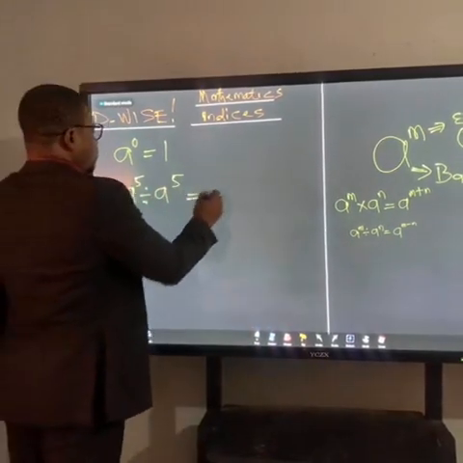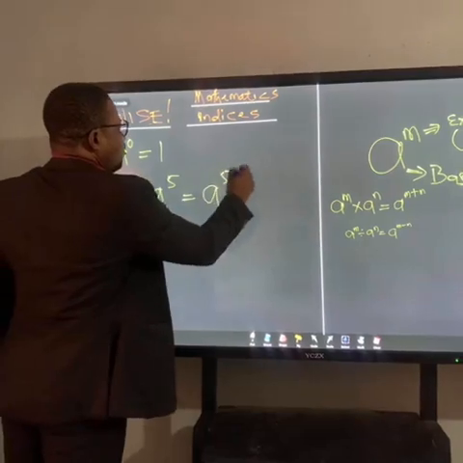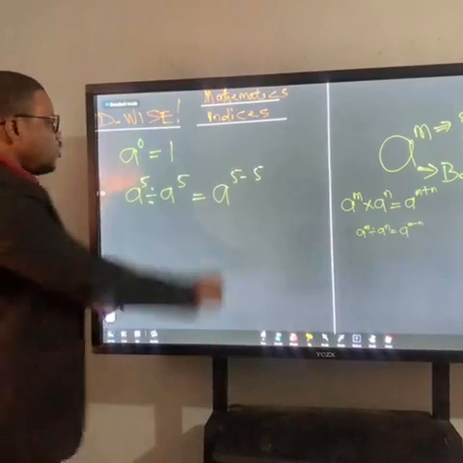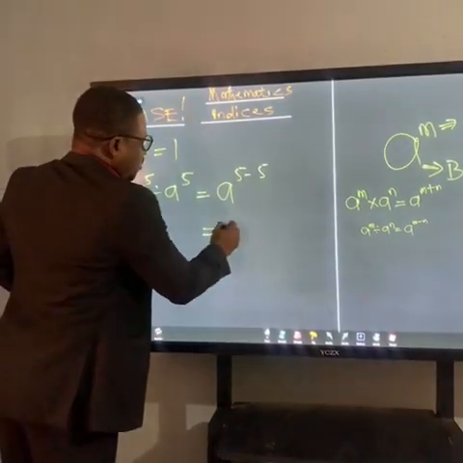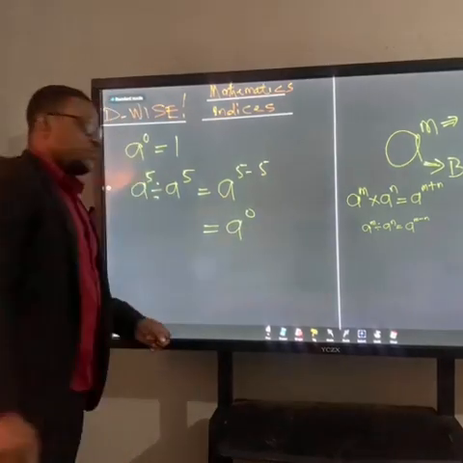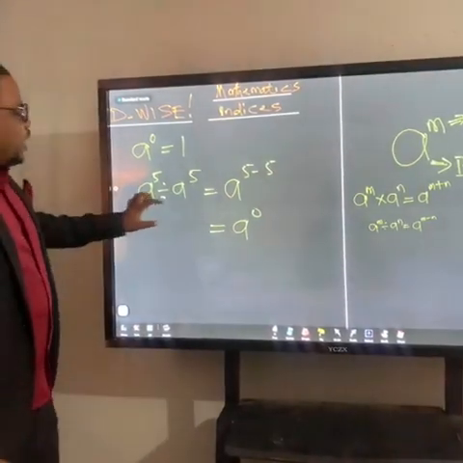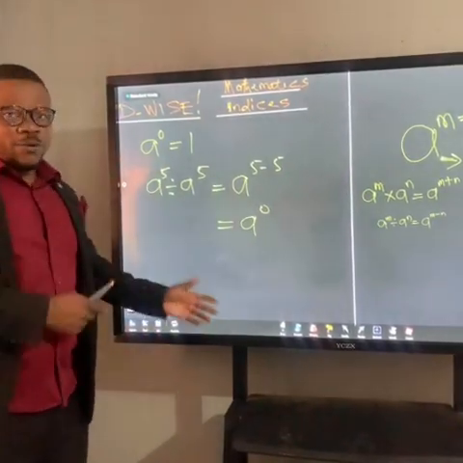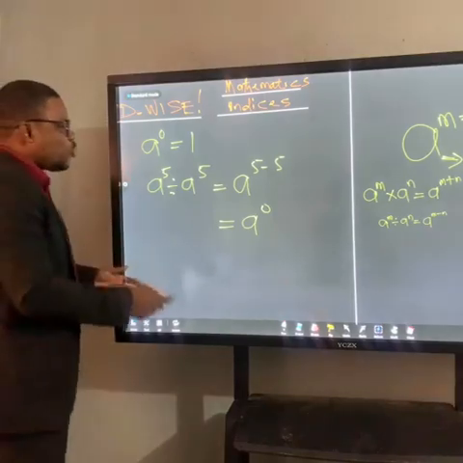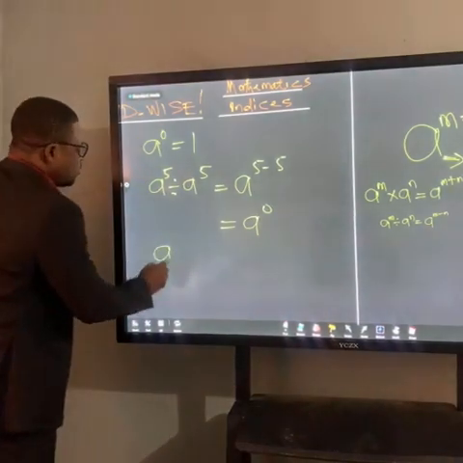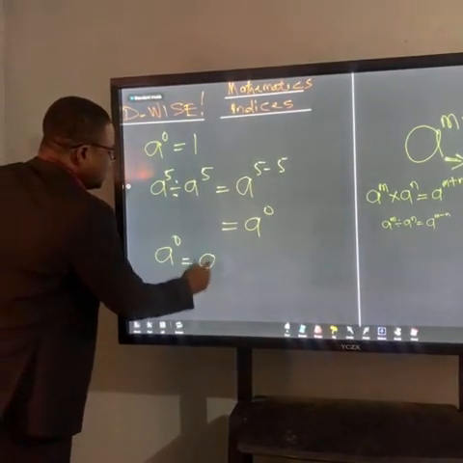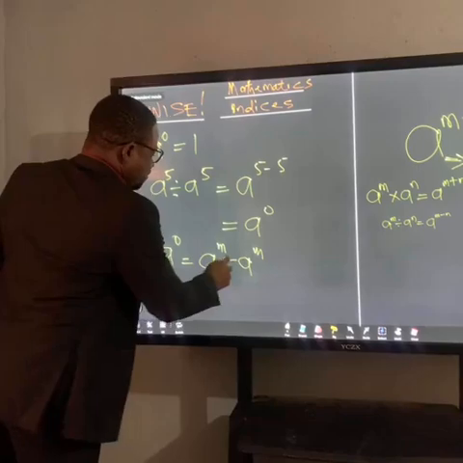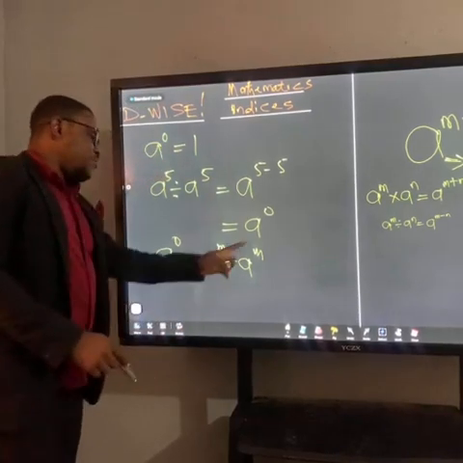So this will be equal to a to the power of 5 minus 5, from the second law. When we are dividing, we subtract the powers. So I end up getting a raised to the power of 0. So simply, a raised to the power of 0, anything raised to the power of 0, is any power divided by itself. So if I want to run it backward, I can say that a raised to the power of 0 is the same thing as a raised to the power of m divided by a raised to the power of m.